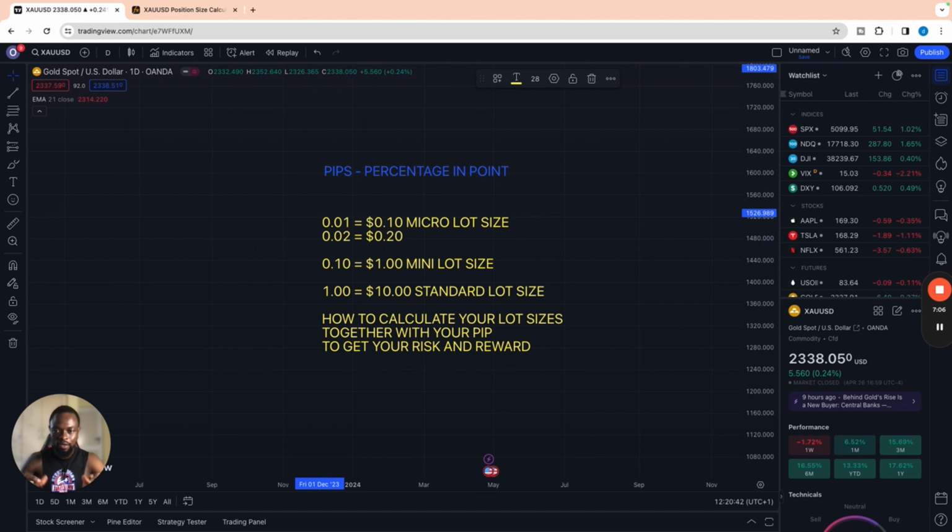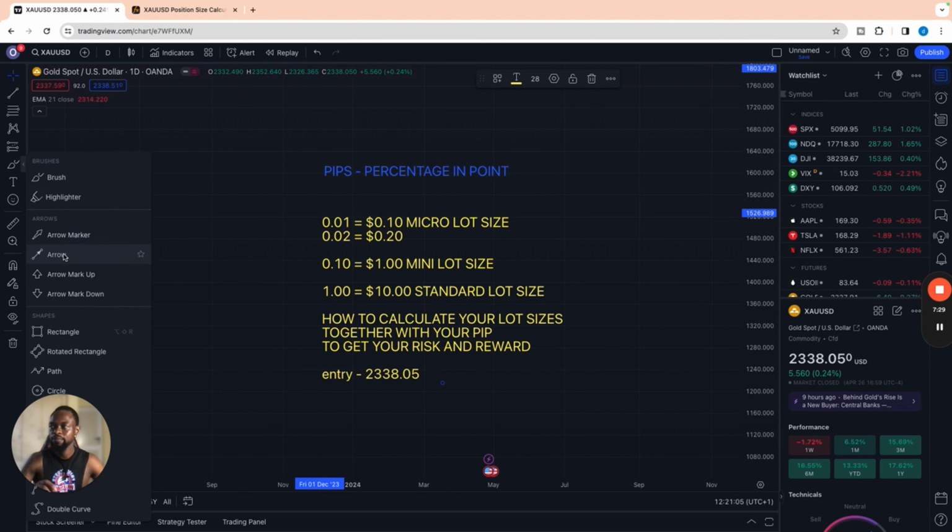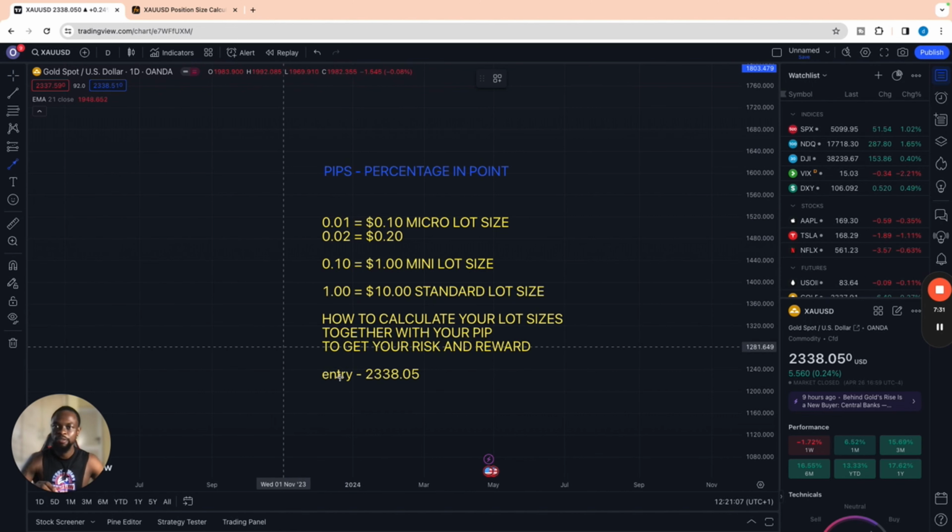So how do I calculate my own pips? Let's say we are in a market and I have an entry on gold. Let's say the current price of gold right now is 2338.05, right? I have this entry. There's something I need you to know about pips because I haven't really explained this. So now I'm going to explain it to you.